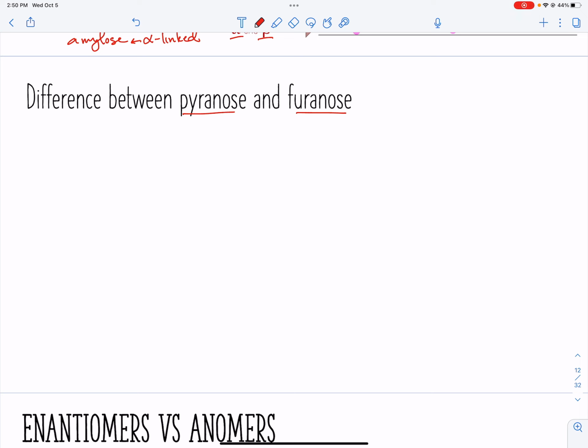Pyranose, the main difference here is that this is a 6-carbon ring. Furanose, if you see this language, is a 5-carbon ring. I don't typically use this wording a whole lot. I just want to bring it up because you might see it in the book or the homework or something. So a 6-carbon ring would be like glucose, like what we just drew.